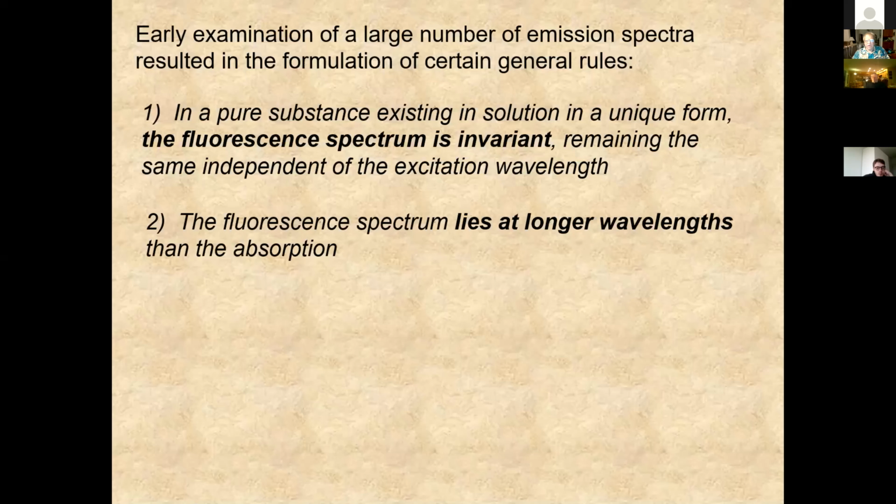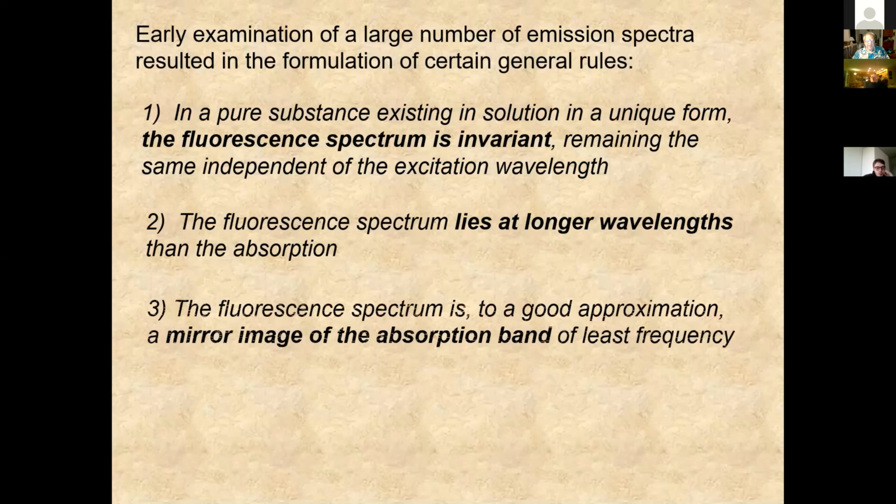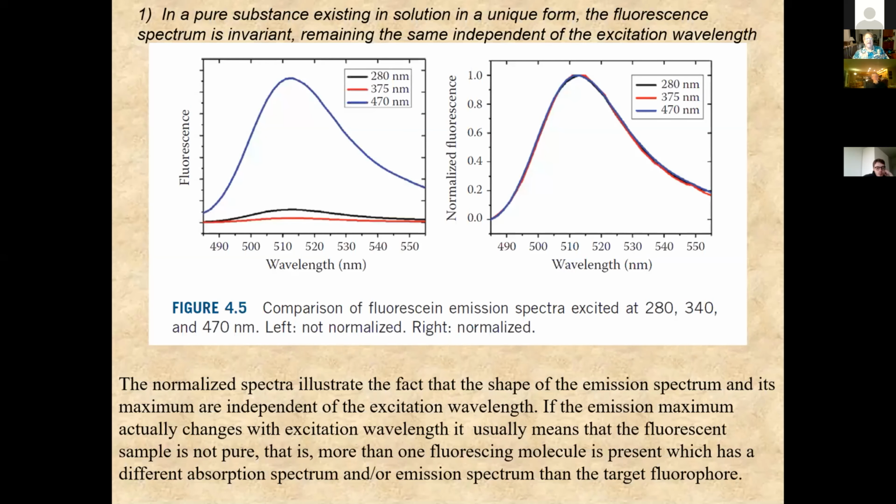It also lies at longer wavelengths than the absorption. And to a good approximation, the fluorescence spectrum is a mirror image of the absorption band of least frequency or highest wavelength. And we show that in this diagram here. So this is looking at fluorescein in an alkaline solution in a cuvette, scanning the emission spectrum. And I show on the left the excitation at 280 nanometers, 375, and 470. We can see when we excite at 470, we get the largest spectrum. That's because it absorbs more at 470 than the other wavelengths.